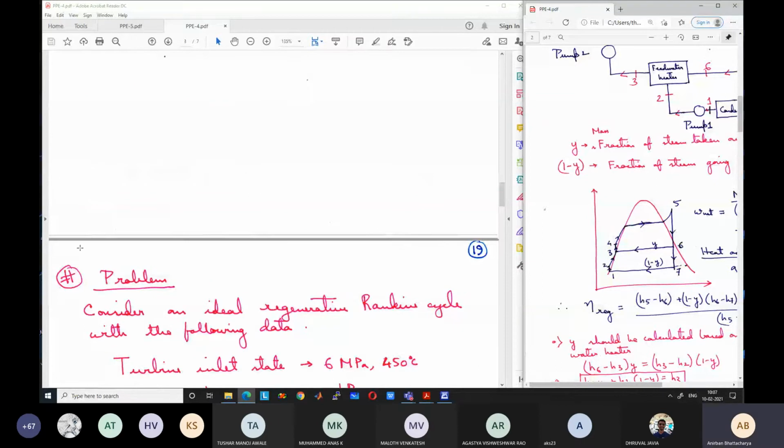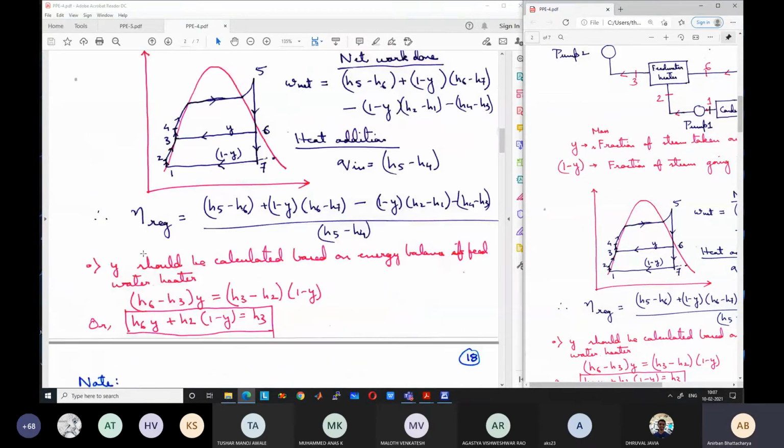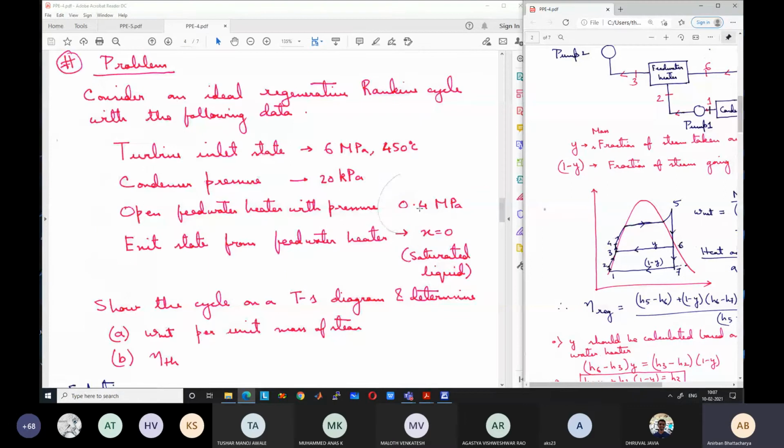So we have an open feed water heater with pressure 0.4 MPa. The exit state from the feed water heater is also given as saturated liquid. So state 3 is saturated liquid. We will see in the next class that it need not always be saturated liquid. It can be subcooled liquid also, meaning we can even lower the temperature slightly after this. In some cases it can be subcooled liquid, but for this problem it is saturated liquid at state 3.